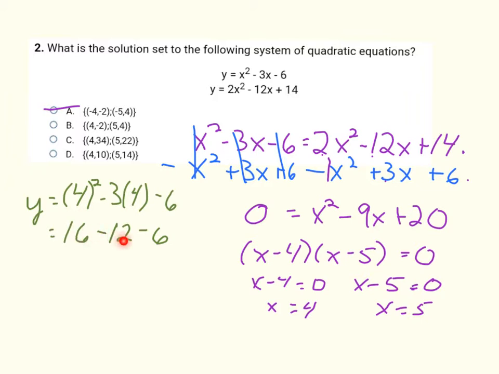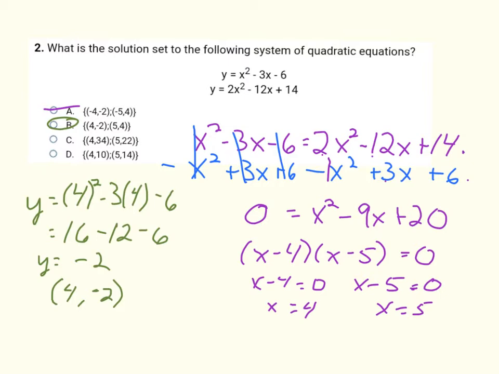16 minus 12 is 4, and 4 minus 6 is negative 2. So y equals negative 2. So that was for when x is 4. So that means that coordinate is going to be (4, -2), which the only way you see that is B.